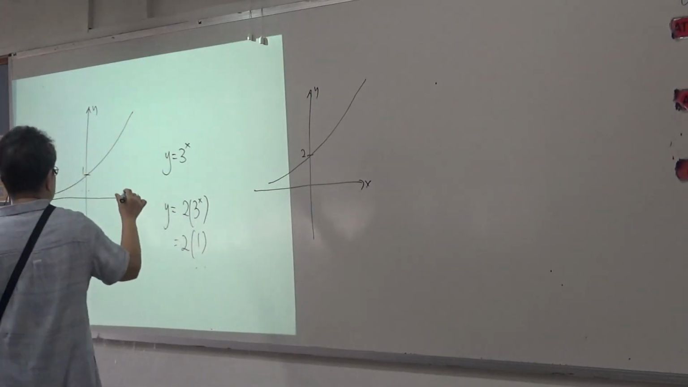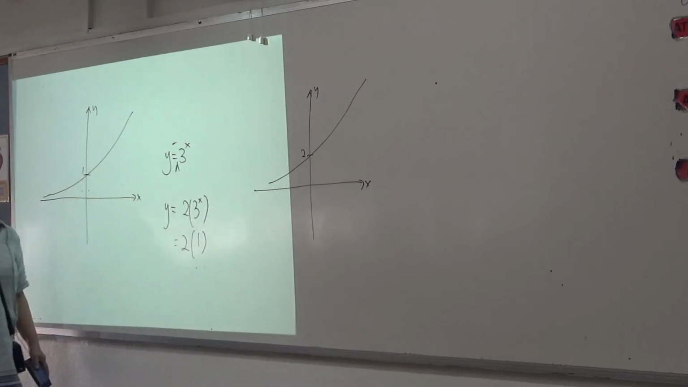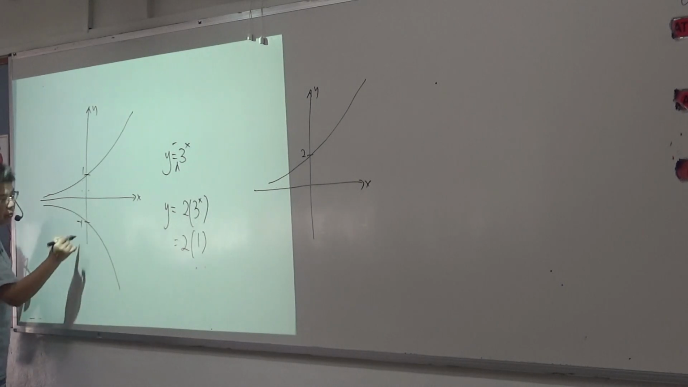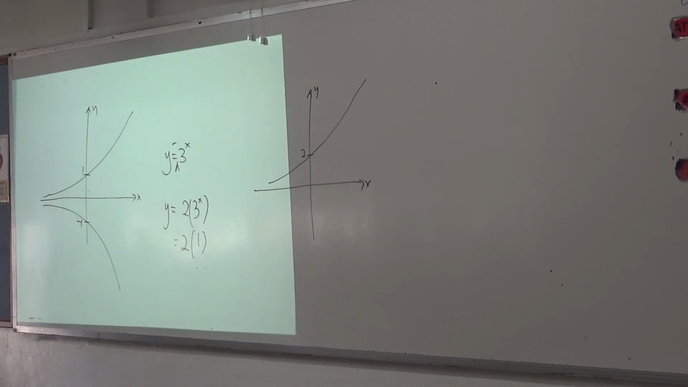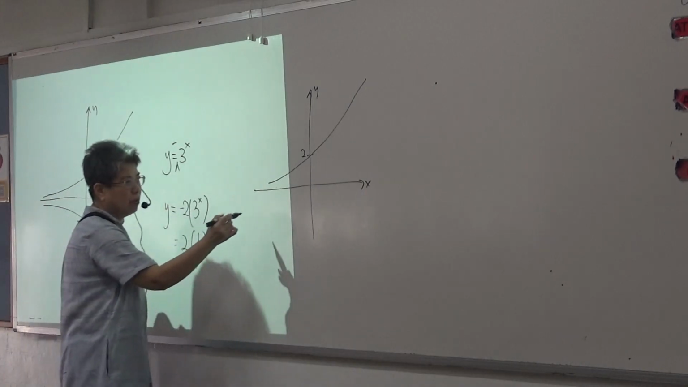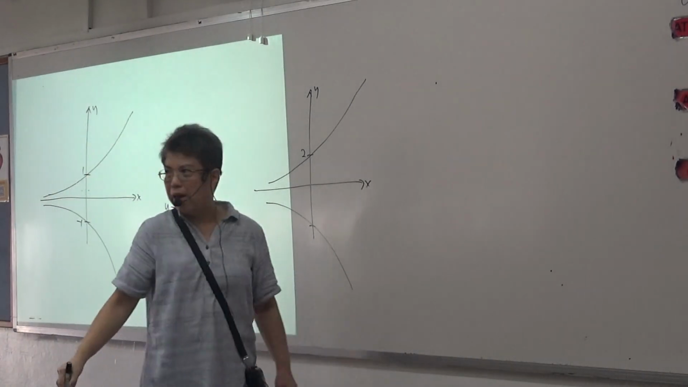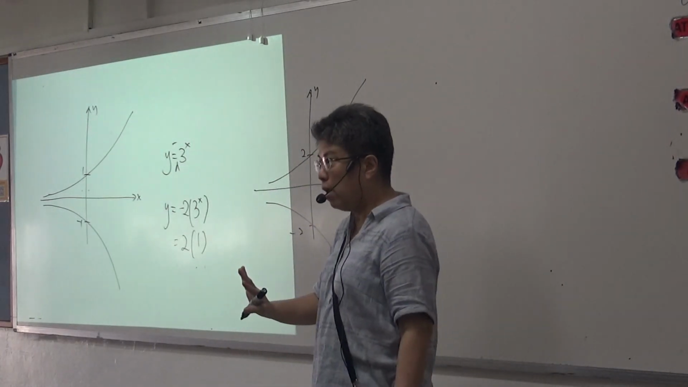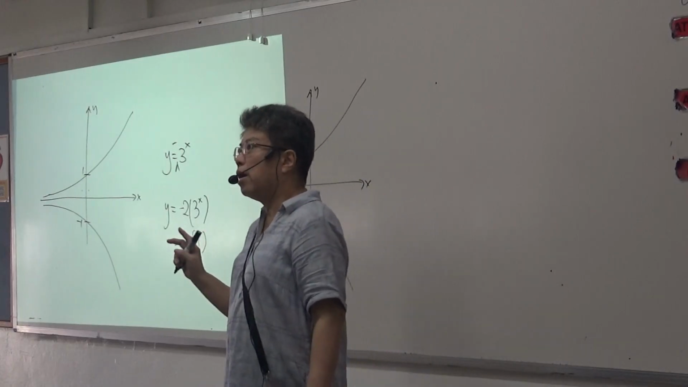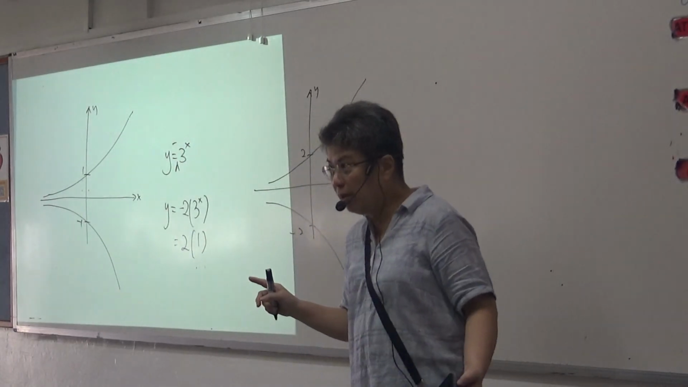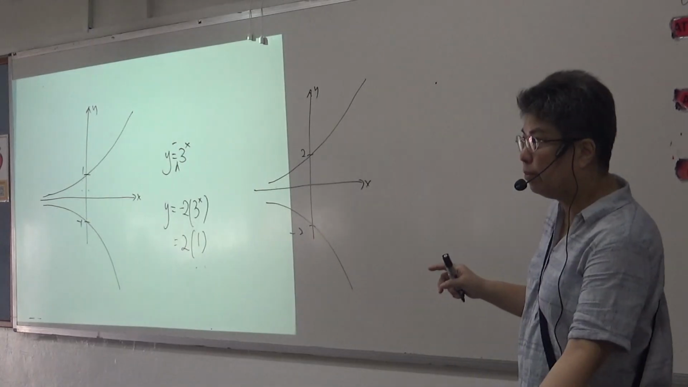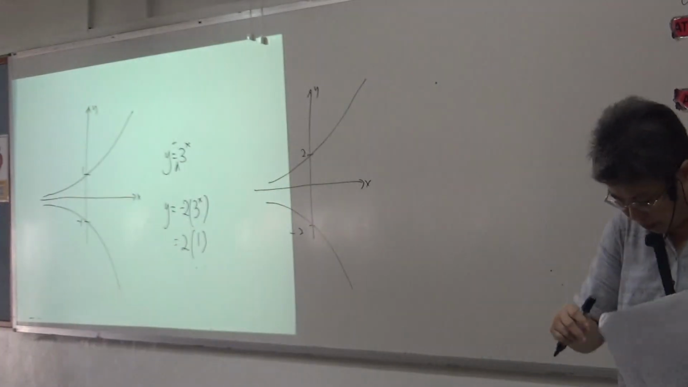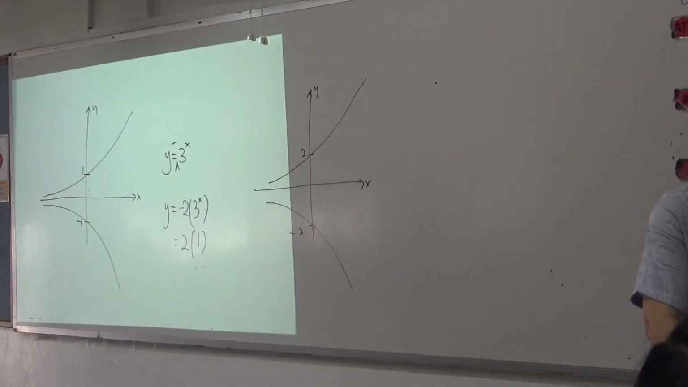Now, I need to stress one more time. What if I have a negative? It will be reflected about the x-axis, so it will go this way. Am I right? What if this is a negative? Then it will go this way and then it will cut at where? Negative 1. Are we clear? So far, okay? So this is called the exponential graph. Everybody okay?